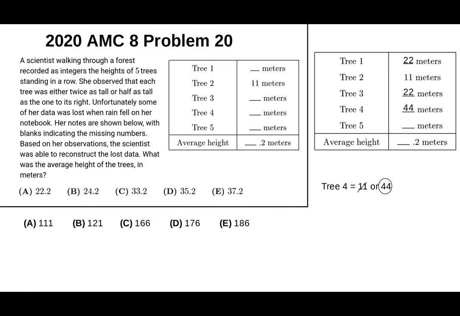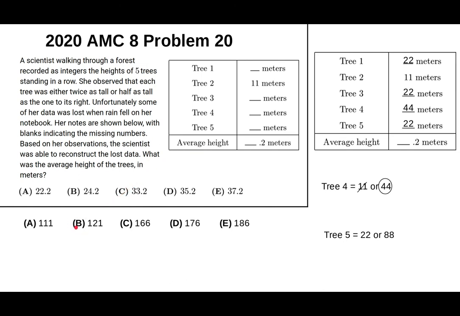If tree 4 is 44, tree 5 can be two options, 22 or 88, because 44 over 2 and 44 times 2. 44 over 2 is 22. Let's try with 22 first. So now if we add these all up, if we find an option choice that matches, we already know that option choice is the answer. So let's add it. 44 plus 22 plus 22 plus 11 plus 22 is 121. And that's option choice number B.